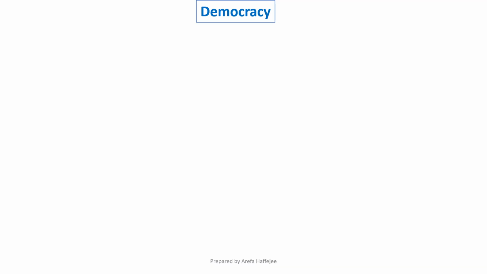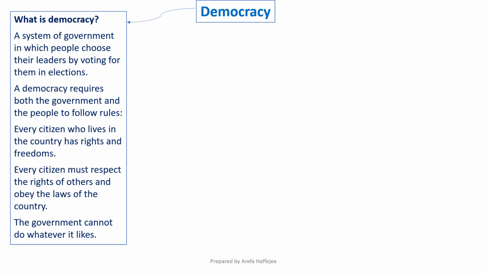Right, so you're going to ask yourself, what is democracy? Now, democracy is basically a system of government in which people choose their leaders by voting for them in an election. Now, democracy requires basically the government and the people to follow the rules. So it's not just people that are following rules, the government follows rules as well. And this is found in the Constitution.